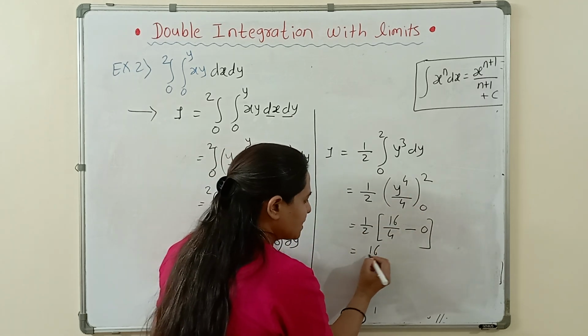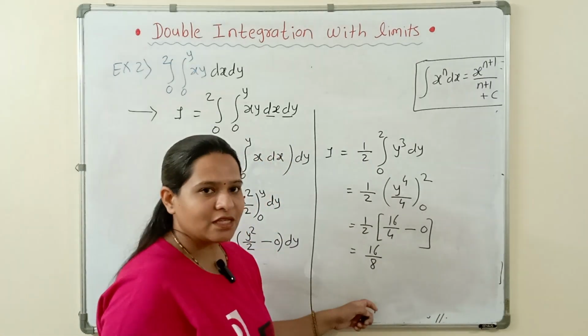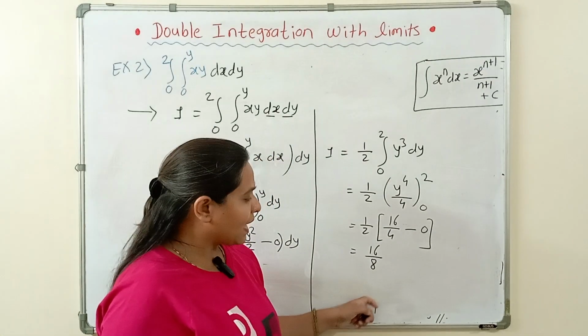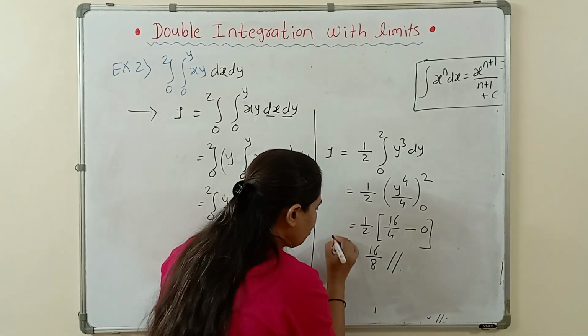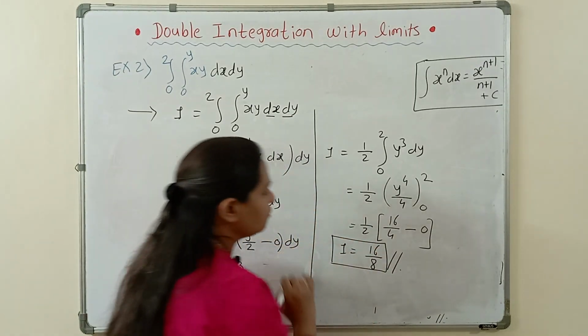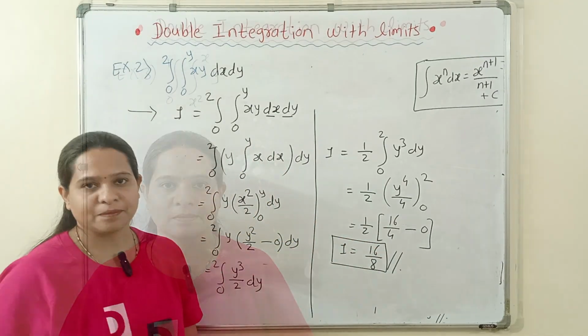Now just simplify this. So this will be what? 16 by 8. You can simplify this more by cancelling the common factor, or you can keep this as it is. Okay, this is how we have to solve the double integration when limits of integration are given.